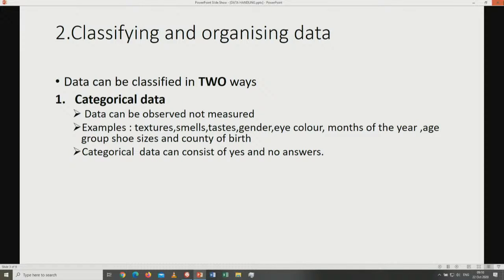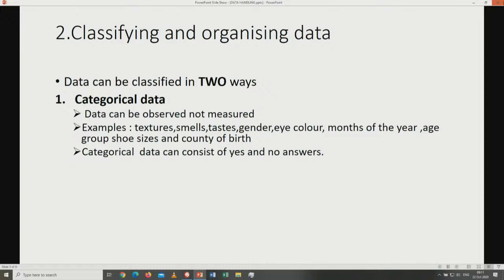So the examples of categorical data are textures. We can classify data according to categories of textures, of smells, of taste, of gender, eye color, month of the year. Maybe we classify data according to month of the year. The ages, we classify data according to ages. Group shoe sizes, or the country of birth. Maybe we say people who are from this particular country, and then we classify data according to country of birth. And then categorical data can consist of yes or no questions.